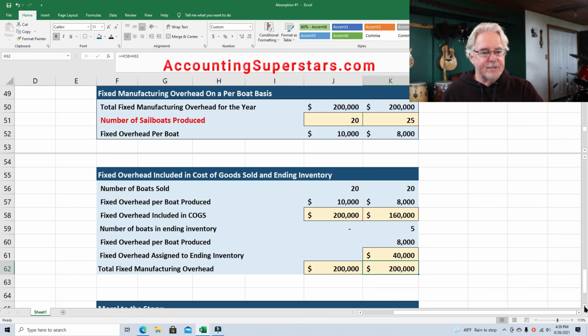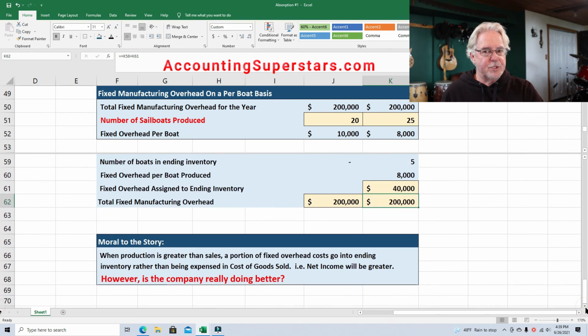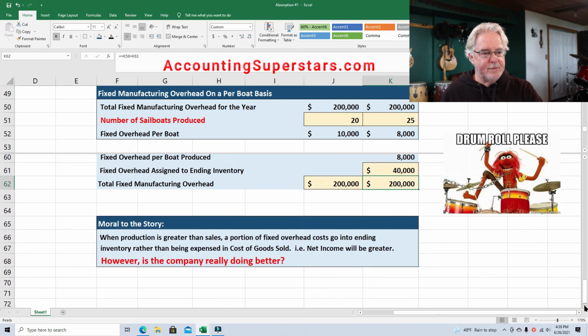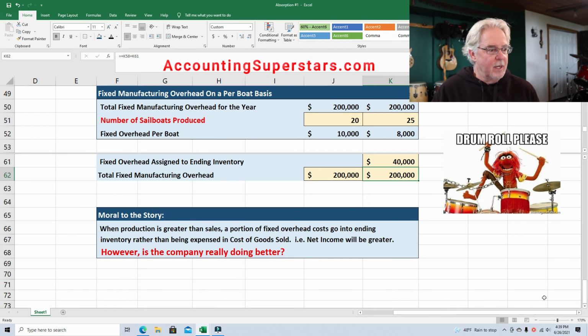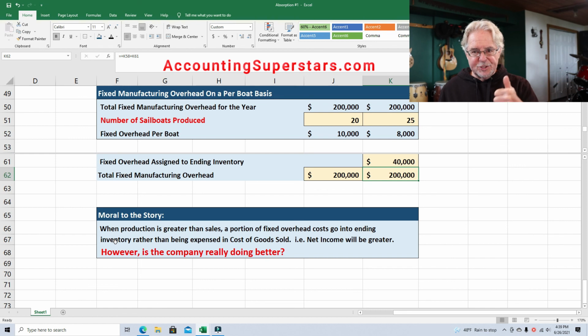So here is the moral to the story, okay? And I'm going to end it with a question here. The moral of the story is this: when production is greater than sales, when you produce more than you sell, a portion of fixed overhead costs go into ending inventory rather than being expensed in cost of goods sold. In other words, net income will be greater.